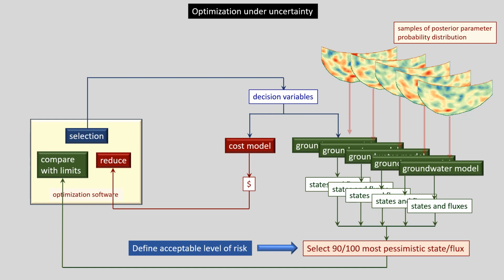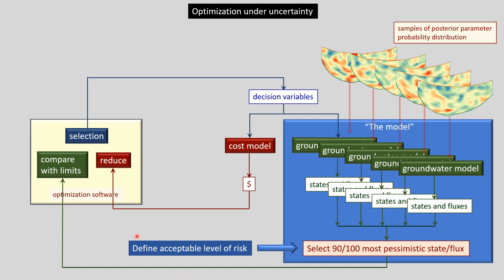But in the meantime, I've got another cost to pay, and that's a numerical cost to pay. Every time that this optimization software decides to test a new set of decision variables, the model that it has to run is actually many different instances of the groundwater model.